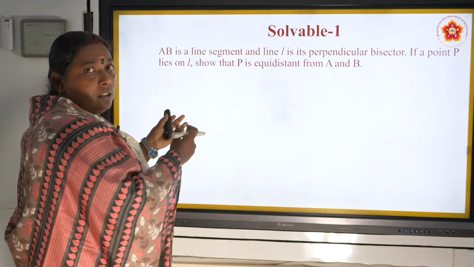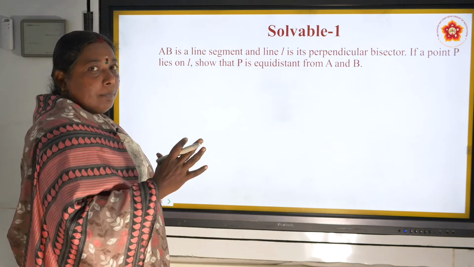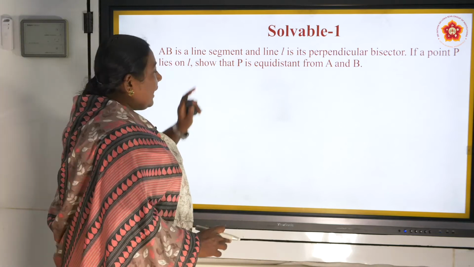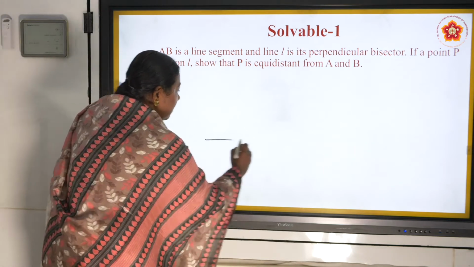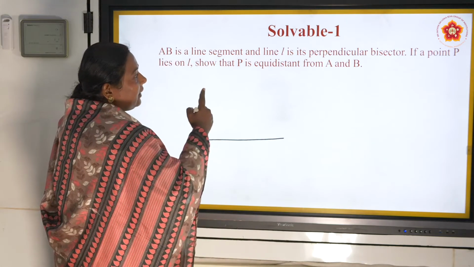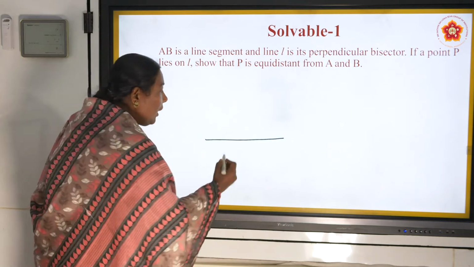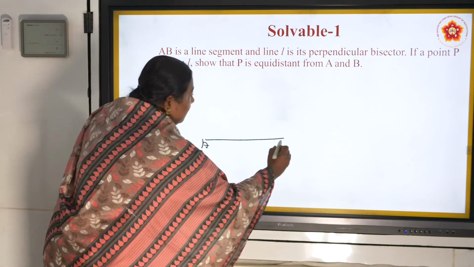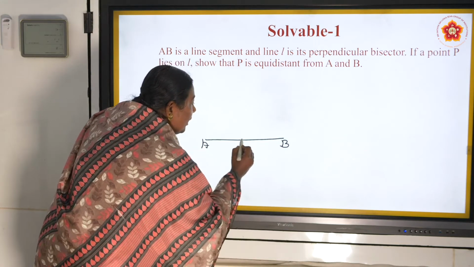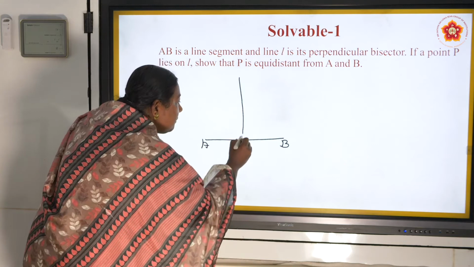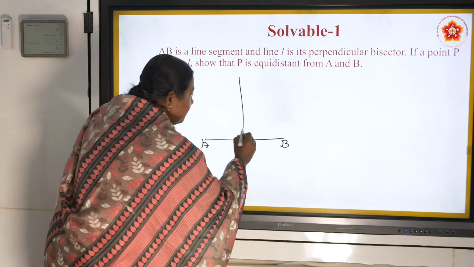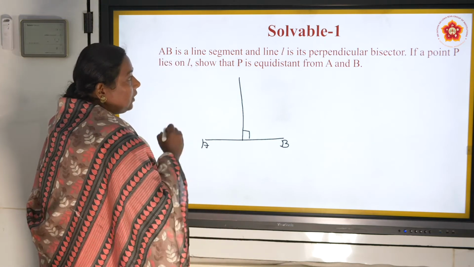Looking at this question, can you imagine the figure? See, AB is a line, and line L is its perpendicular bisector. So how do I have to draw AB? I have to see the midpoint. I have to reach that midpoint there. Okay, 90 degrees and equal.